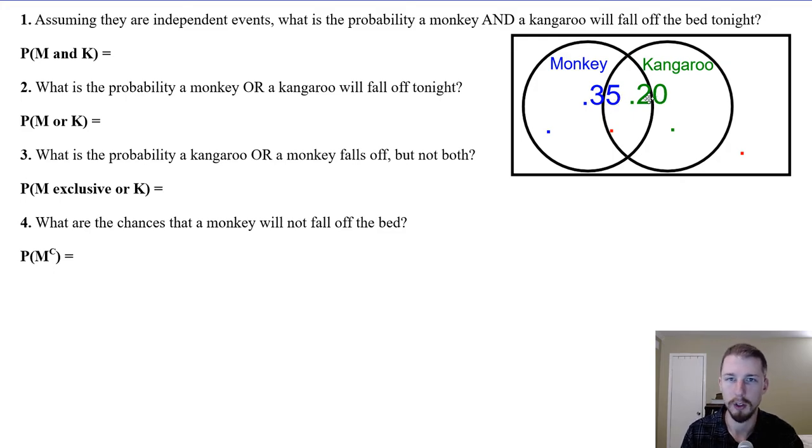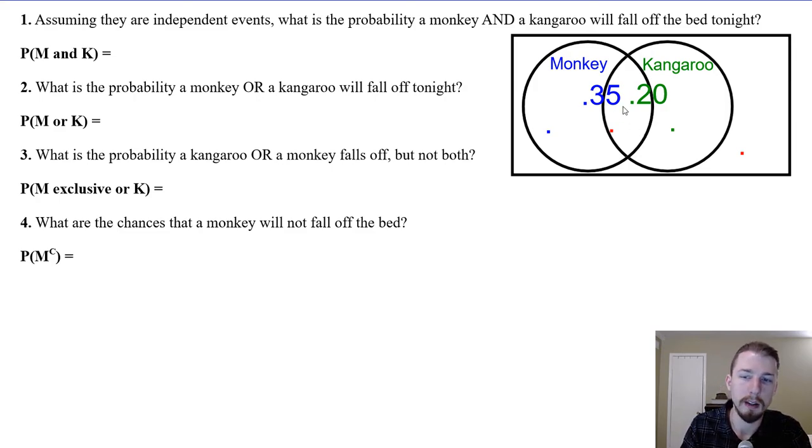Now these are not disjoint events. They're jumping on the bed in separate rooms, but at the same time. So it is possible that there will be a night where both a monkey and a kangaroo will fall off the bed. Now, they don't tell us what that probability will be, but they should be independent of each other. If we have monkeys jumping in a separate room from the kangaroos, one of the monkeys falling off wouldn't change the probability of the kangaroo falling off.